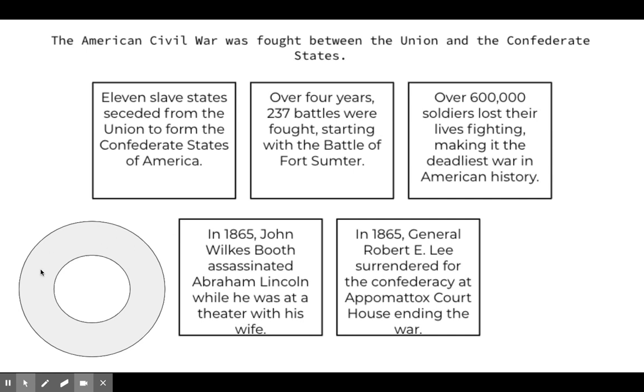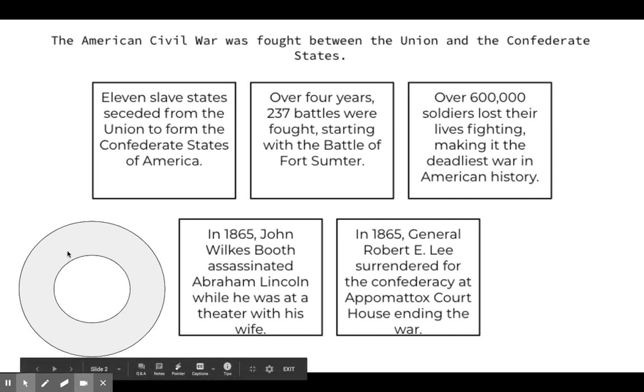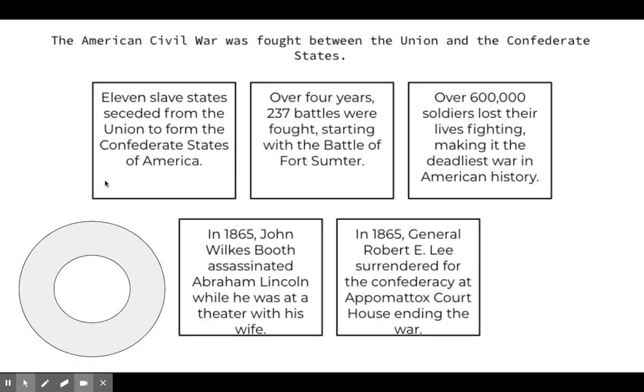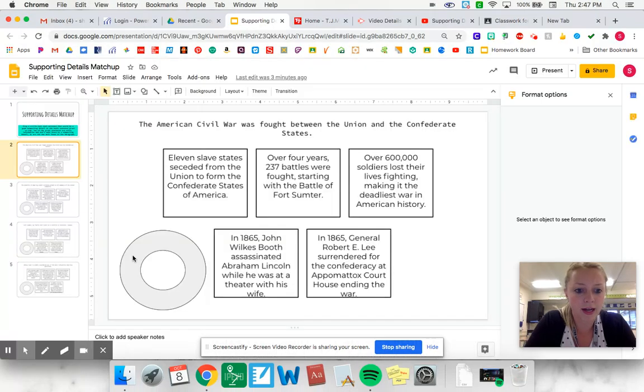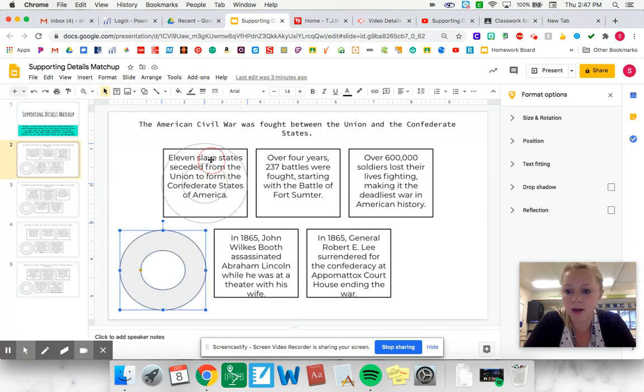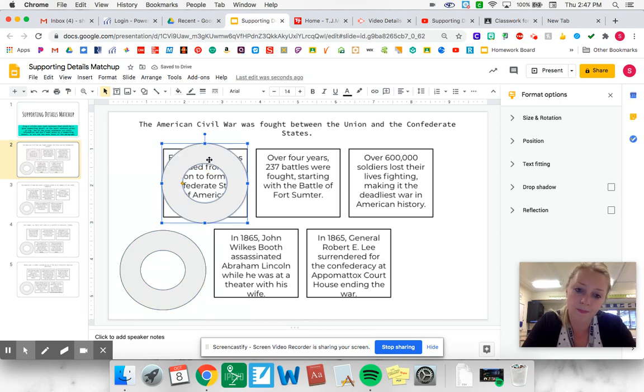What you're going to do is you're going to take one of these circles from the pile, and you're going to drag it on top of the sentence that makes the most sense as supporting details. So then you will just keep it here if that's one that you're choosing. I know it kind of covers it up, so if you need to reread it, you can just move it off to the side and then put it back after that.